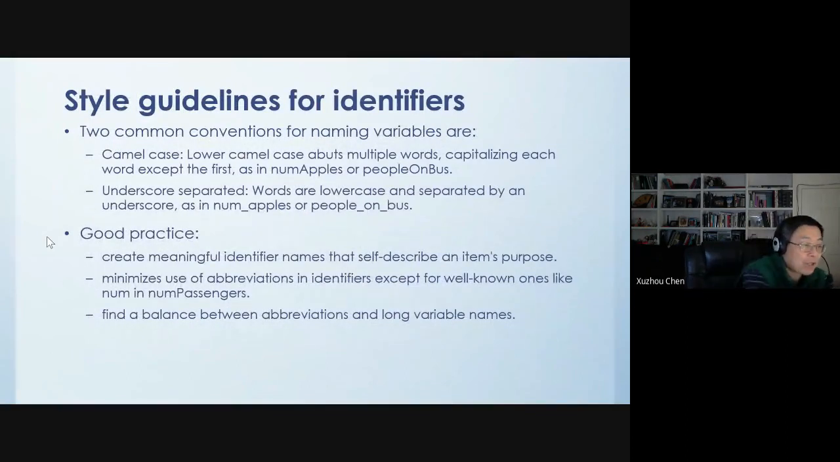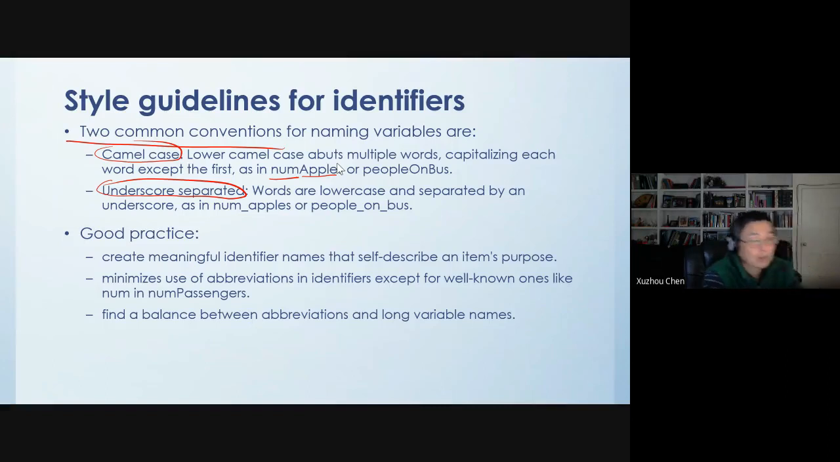There are two common conventions for naming variables. One type is called camel case. The other one is called underscore separated. Camel case basically starts with a lowercase word, and then you use a capital letter for later words. The idea of naming an identifier is to make it meaningful, right? You try to make sure the identifier is descriptive of whatever you are trying to achieve.